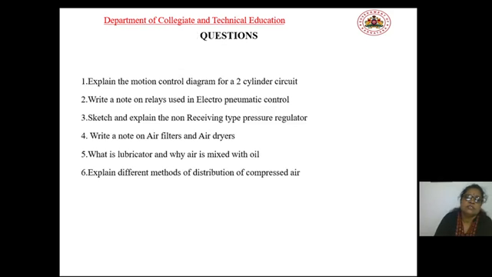Certain questions I have highlighted here are from previous question papers. Explain the motion control diagrams for a 2-cylinder circuit given in 2015. Write a note on relays used in electro-pneumatic control, a commonly used question. Sketch and explain the non-relieving types of pressure regulators. Write a note on air filters and air dryers. What is a lubricator and why is air mixed with oil? Explain the different methods of distribution of compressed air.